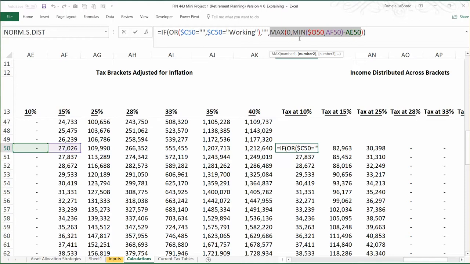So the amount that will be taxed at this bracket will either be zero, because they didn't make enough money to be included in this bracket, which isn't applicable for the 10% bracket but will be applicable for other brackets, or the minimum of two numbers. The first being O50. O50 is their 401k withdrawal.